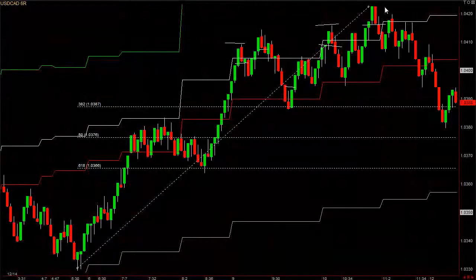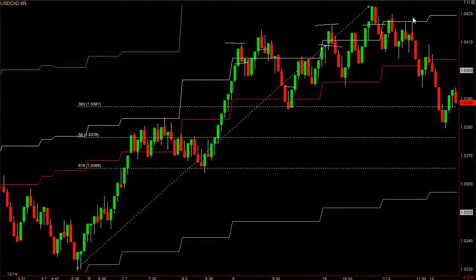Whenever it goes sideways, you want to move yourself from above the high, knock it down, so you're risking maybe 4 or 5 pips here.